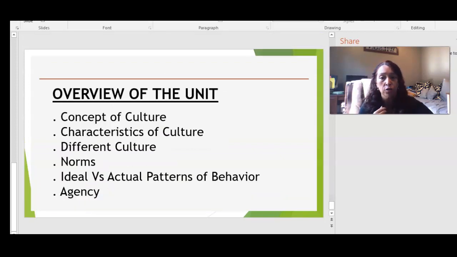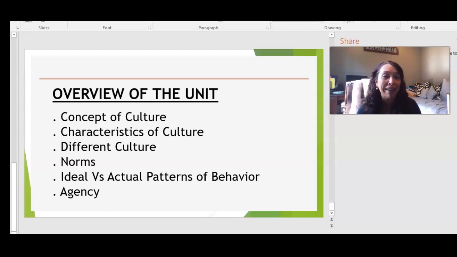Internal, external factors. All right, what's the overview of this unit? We talked about the concept of culture, the characteristics of culture, right? The differences, right? If we were thrown into a different culture, norms, ideal versus actual patterns of behavior, and of course, our own agency within the system.